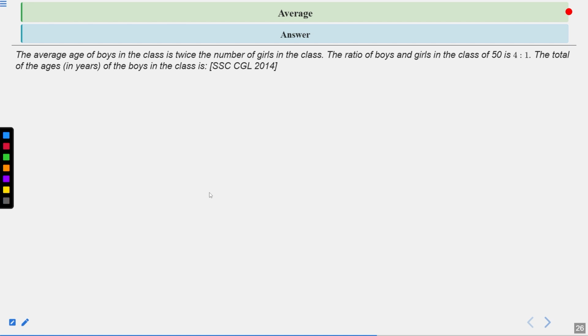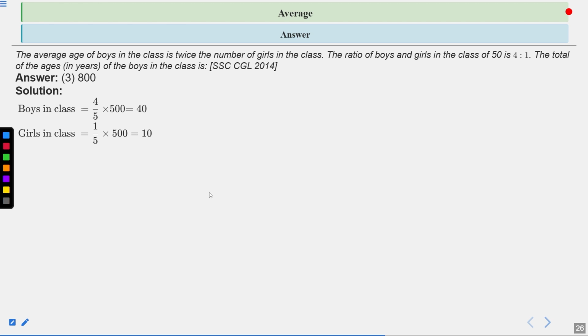And the question is, we need to calculate the total of the ages of the boys in the class. So the correct answer of this question is the third one, which is 800. Now see the detailed solution of this question. So boys in the class will become 4 by 5 into 50, we get 40. Number of girls will become 1 by 5 into 50, we get 10.